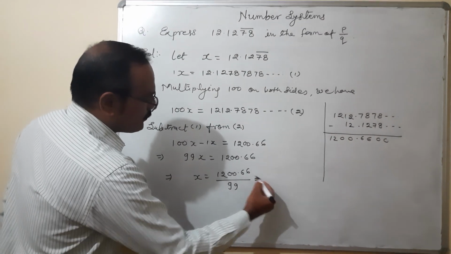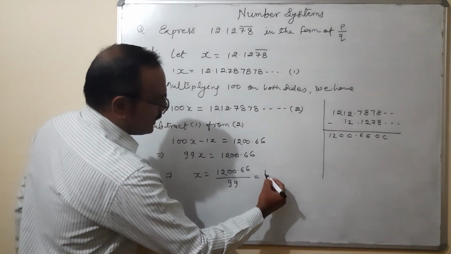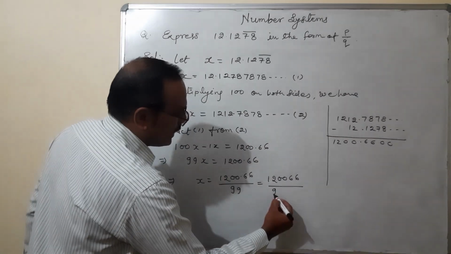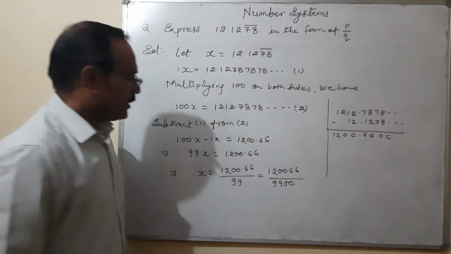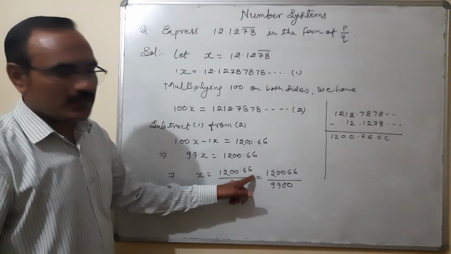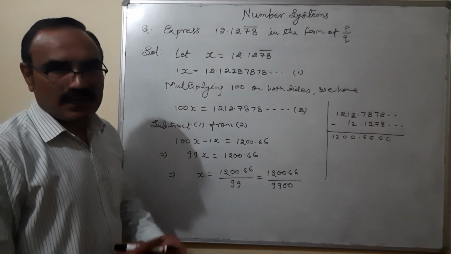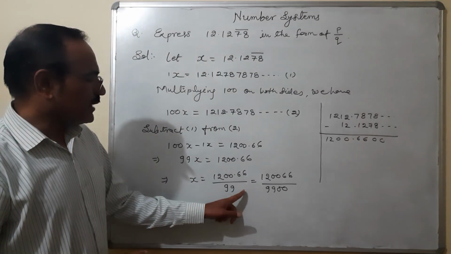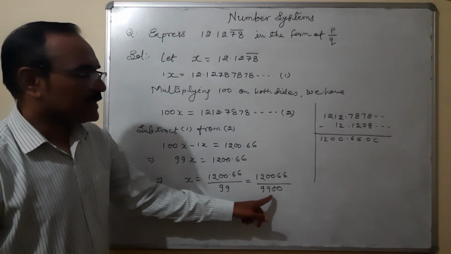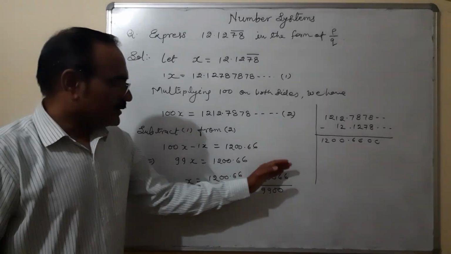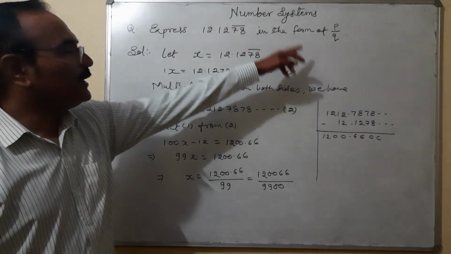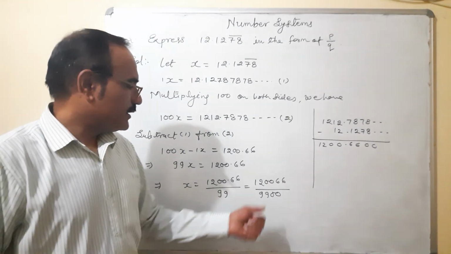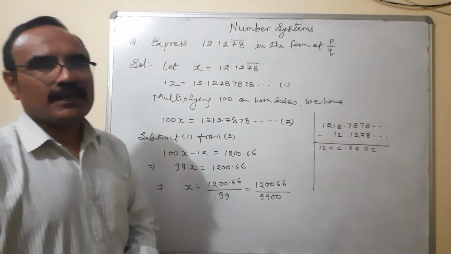When we remove the decimal from the numerator, I can write here 120066 upon 99 with two zeros, because after the decimal there are two numbers. That means in the denominator we write 1 with two zeros, 100, and 100 is multiplied by 99. It is 9900. So this is the expression in the form of P upon Q. We can simplify this term also, or we can leave it here only.